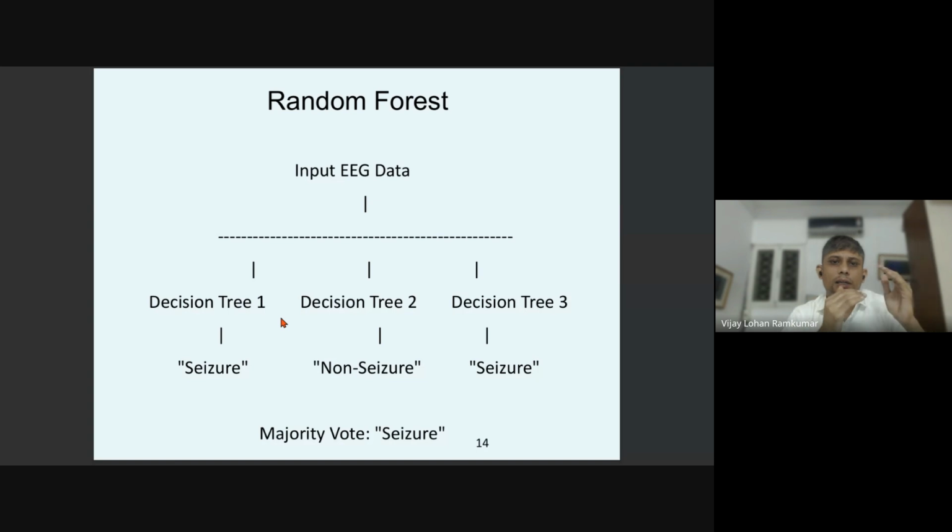So these are the mid-level machine learning algorithms we can use or design to find out whether a person or a particular signal has a sample of a seizure or not.